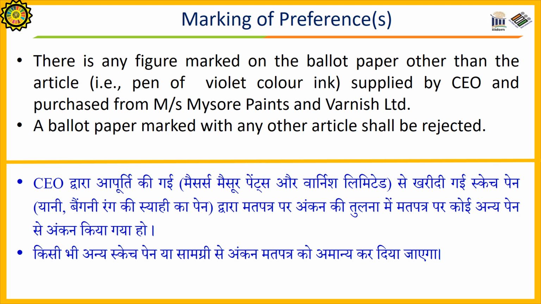If there is any figure marked on the ballot paper with an article other than the one supplied by the CEO and purchased from Messrs. Mysore Paints and Varnish Limited, the ballot paper marked with any other article shall be rejected.